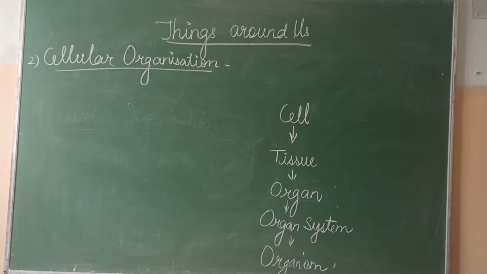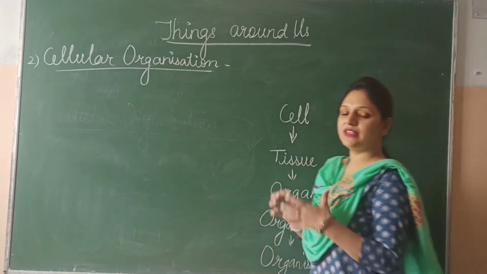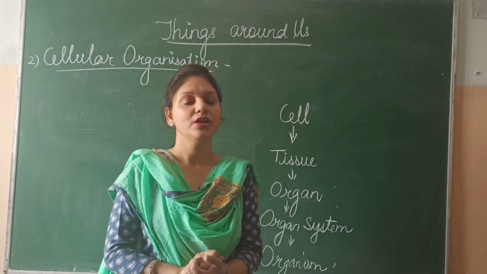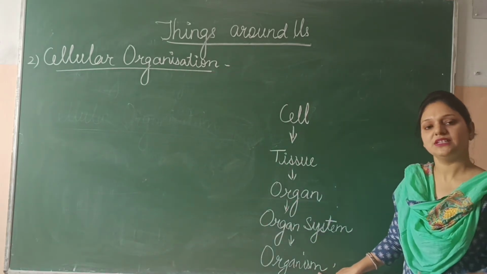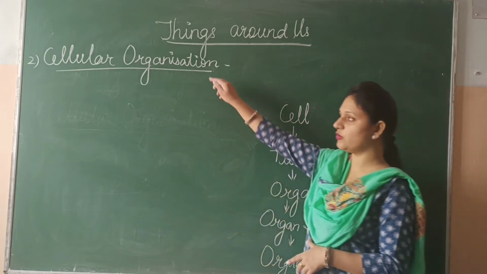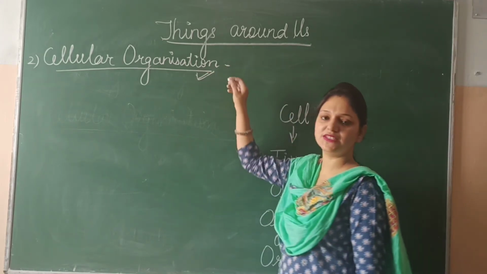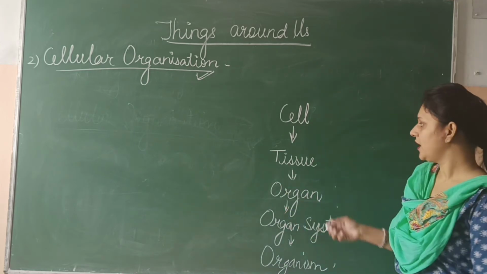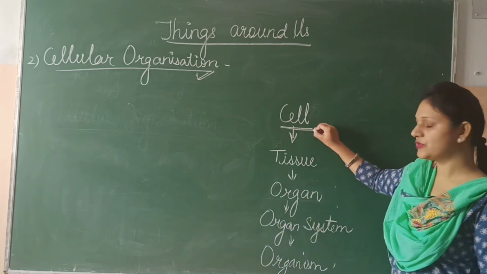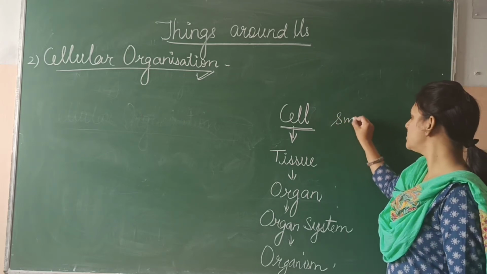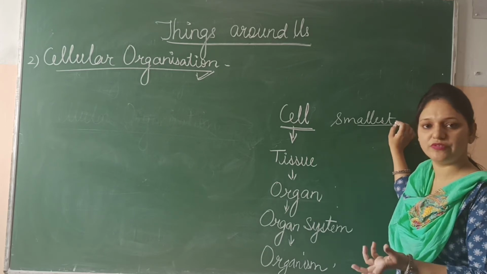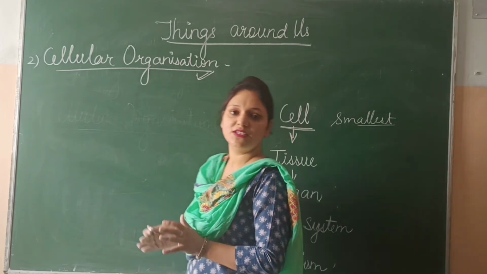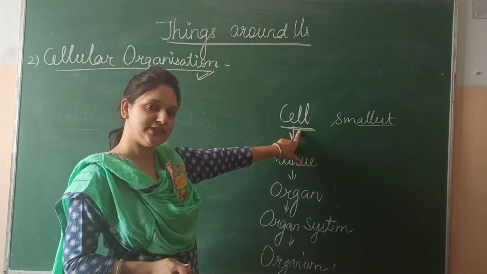Now students, we will talk about the cellular organization. Cellular organization means how an organism is made up. Now the question arises, what is an organism? So students, the meaning of organism is a living being. So in this topic, what we are going to study is how the living beings are made out of cells. Now, coming towards the cell, students, this is the smallest unit. That means the smallest unit of our structure, the smallest unit of our function, or I can say the smallest unit of our body is the cell.